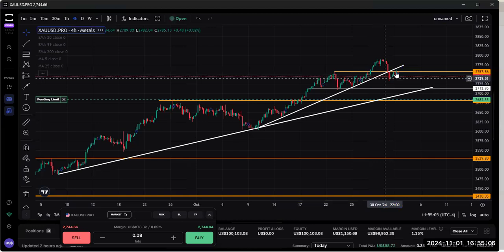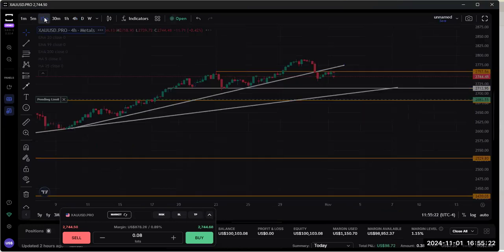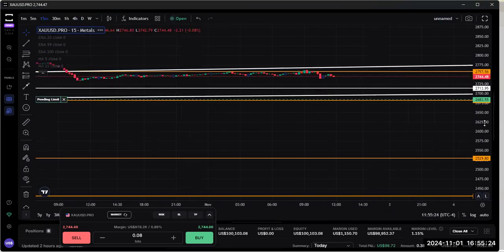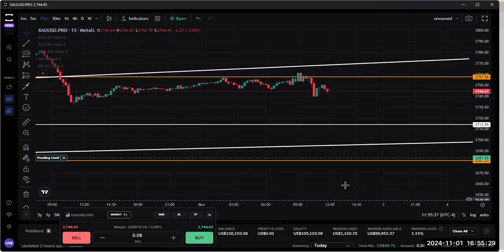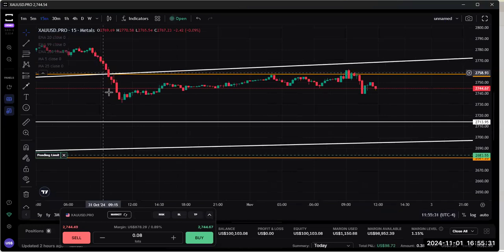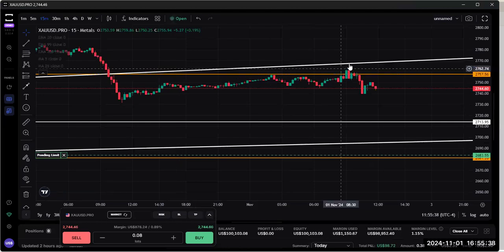So in trying to go back above, it couldn't. You can see that. Let's zoom in. It touched it or came close to it, but couldn't now break above. Now it's respecting it as a resistance. So if you come to a smaller time frame, you will see exactly what is happening on a smaller time frame. So price broke below, and then you see that it flipped it into a resistance.